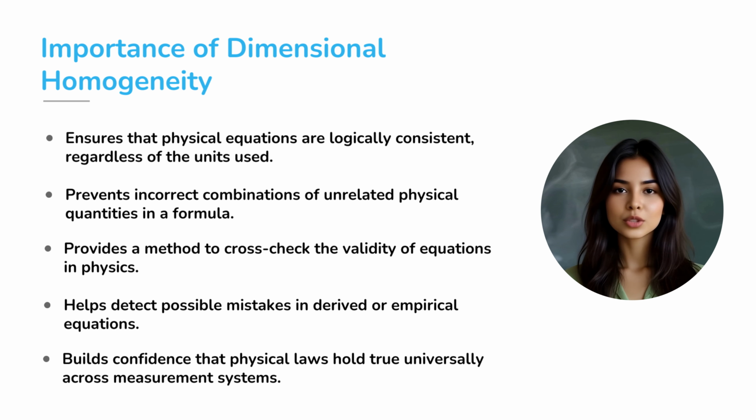Now, why is this principle so important? First, it ensures that equations in physics are logically consistent no matter which system of units you use, SI, CGS, or FPS. Second, it prevents us from writing nonsense equations. Imagine adding velocity and force in the same equation. The dimensions don't match, so the equation is invalid. Third, it provides a reliable method to cross-check whether an equation is correct. And finally, it guarantees that physical laws remain universally valid, whether you measure in meters or miles, seconds or hours.